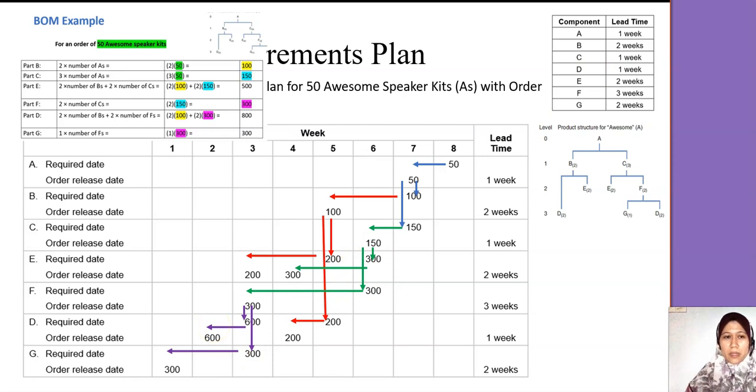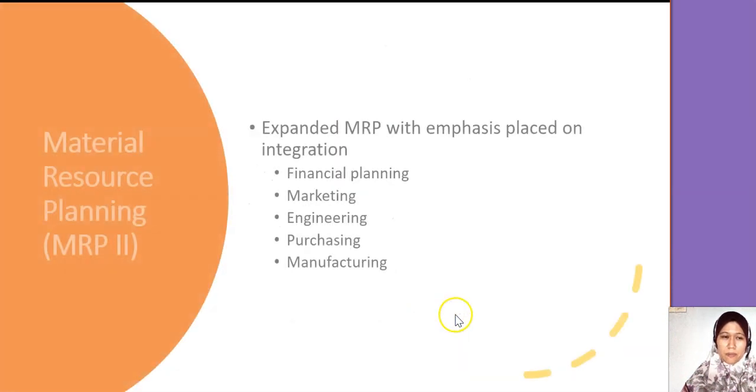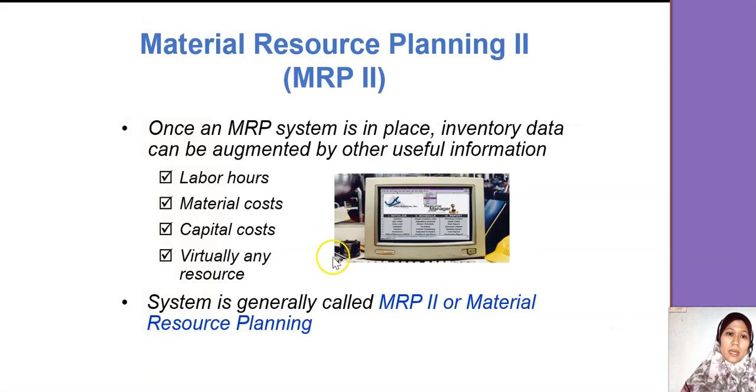A bit complicated, but you can follow it, one by one. These are the MRP structure. So you need all the bill of material, you need the lead time. Just now I showed you, we need inventory data on hand, you need purchasing data, and you will generate all this report. And then there's another version, MRP2, in which they include all the financial, marketing, engineering, and it becomes a wider scope. And usually they're done in software.